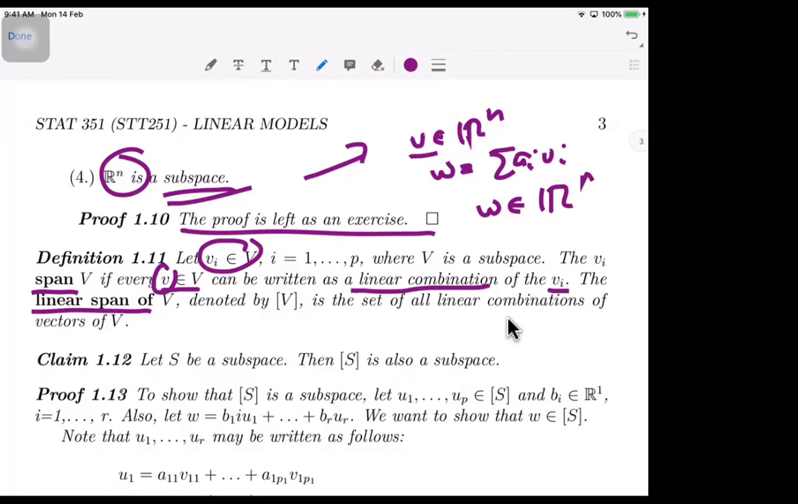The linear span of V is denoted by this symbol. So the linear span is the set of all linear combinations of V. So there are many linear combinations, because for every element you can make a linear combination. Every V in V. So the set of all linear combinations is called the linear span of V.